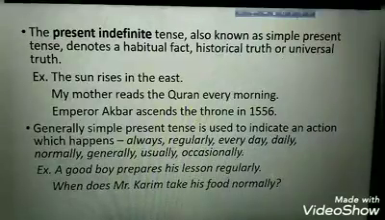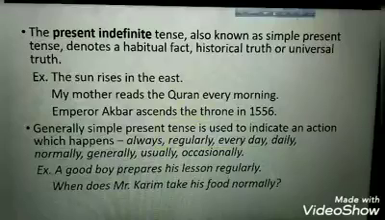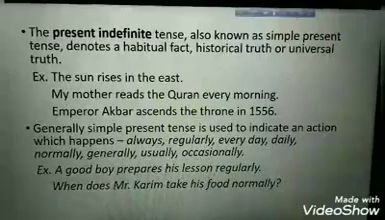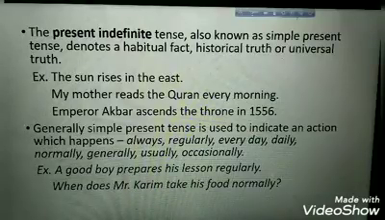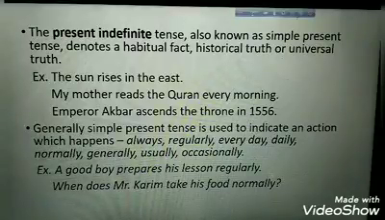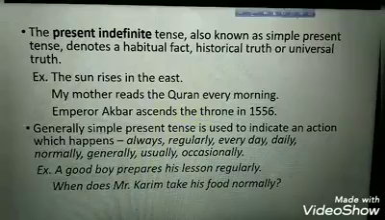The present indefinite tense, also known as simple present tense as we know, denotes a habitual fact, historical truth or universal truth. It's very important. That means there are some indicators of simple present tense. What are those? These are habitual fact, historical truth and universal truth. For example, the sun rises in the east. My mother reads the Quran every morning. Emperor Akbar ascends the throne in 1556.